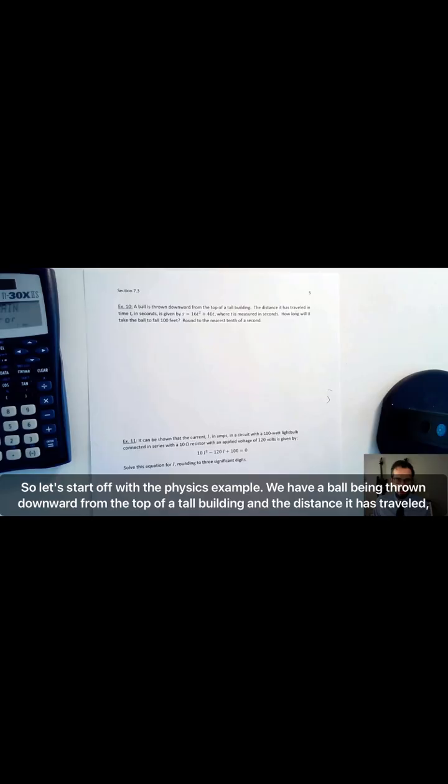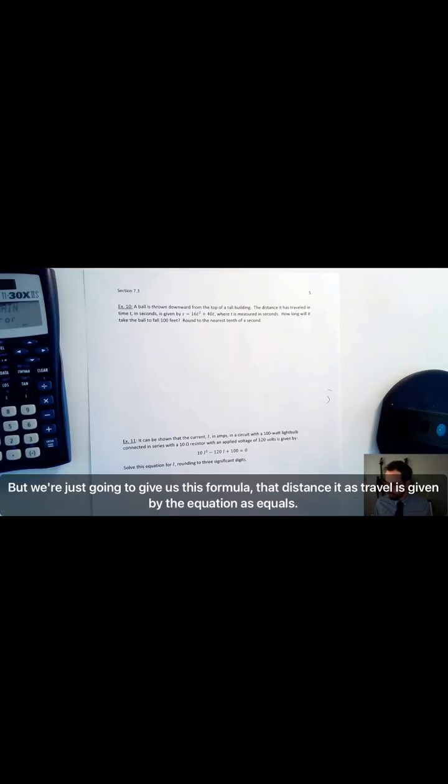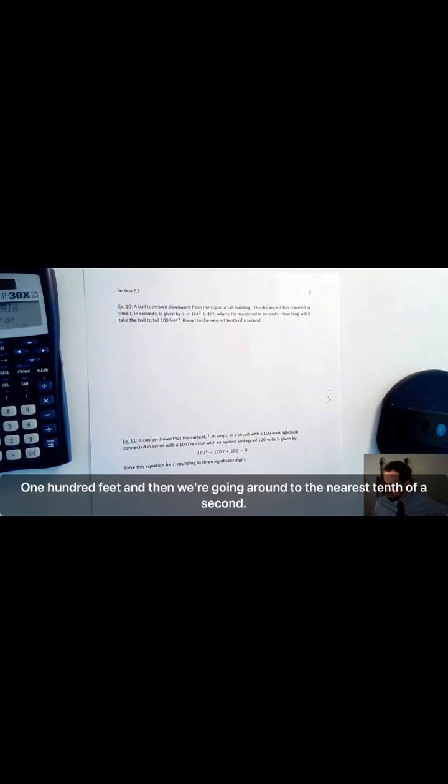We have a ball being thrown downward from the top of a tall building. And the distance it has traveled, you'll be able to derive this sort of thing when you get to physics, but we're just going to give us this formula: the distance it has traveled is given by the equation s equals 16t squared plus 40t, where t is measured in seconds. Now what we want to know is how long will it take the ball to fall 100 feet? And we're going to round to the nearest tenth of a second.